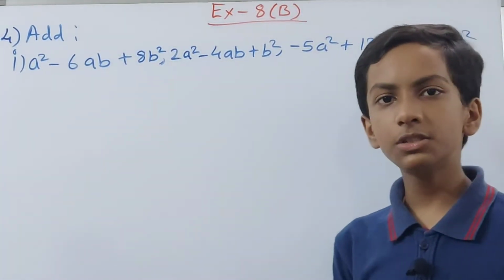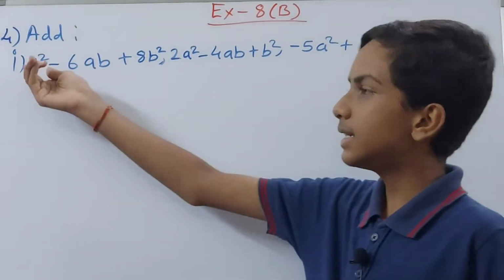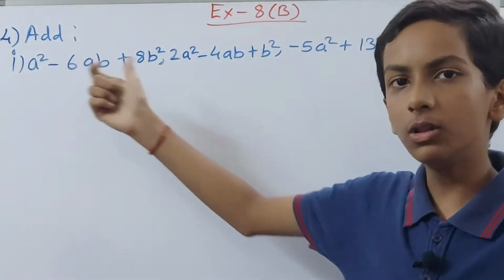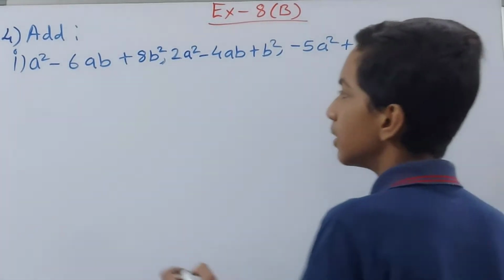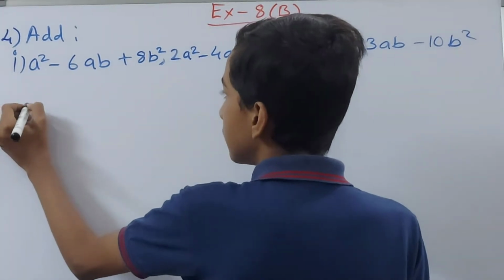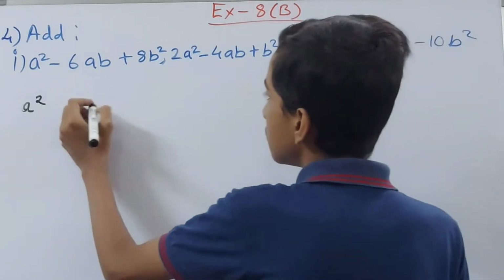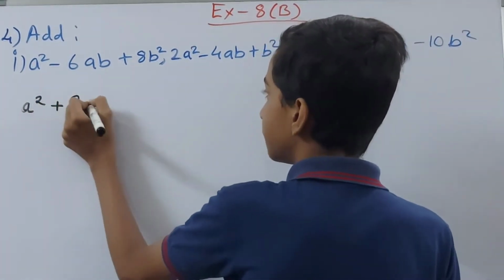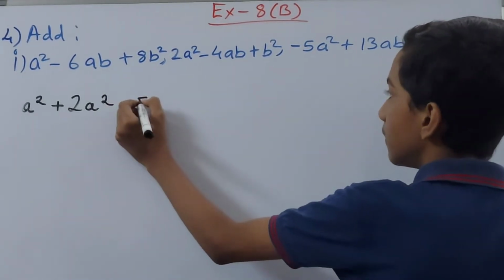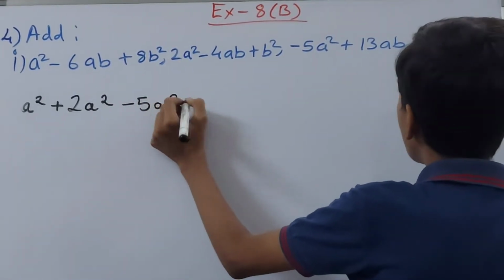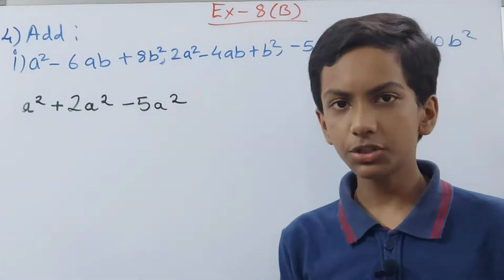So what we have to do is arrange them accordingly. First of all, this a square, so we have to look for all the terms having a square in their variable part. Let us do that. So a square, and then 2a square, so this is plus 2a square. And then minus 5a square, and any other a square here? No, just this much.